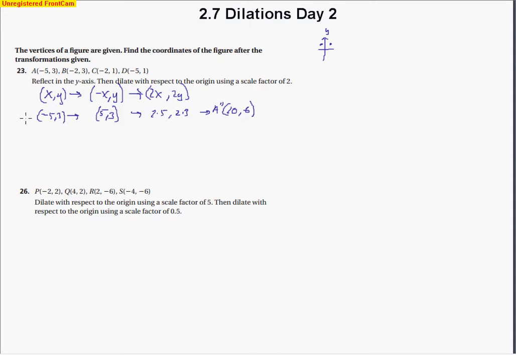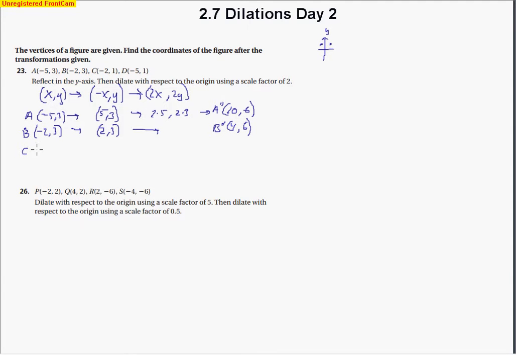So that was A. Let's take a look at B. B starts at negative 2, 3. Well, again, that's going to change to 2 comma 3. And then I'm going to double each of those terms. When I double the 2, I get 4. If I double the 3, I get 6. And that's going to be that value.